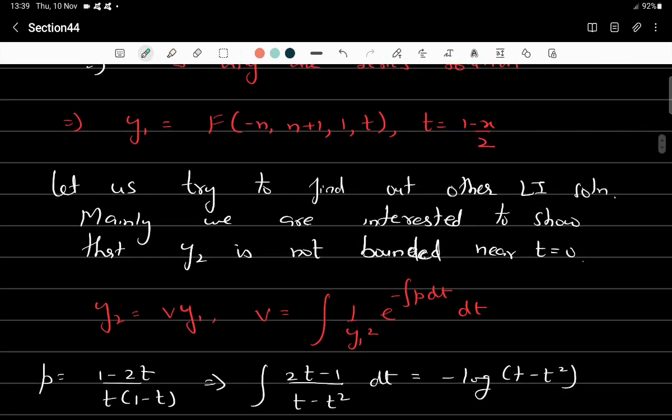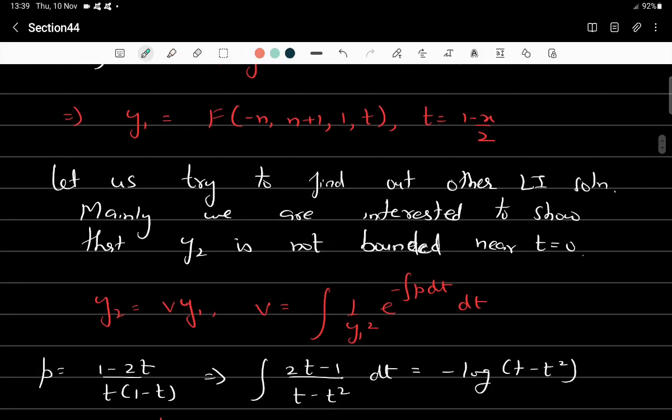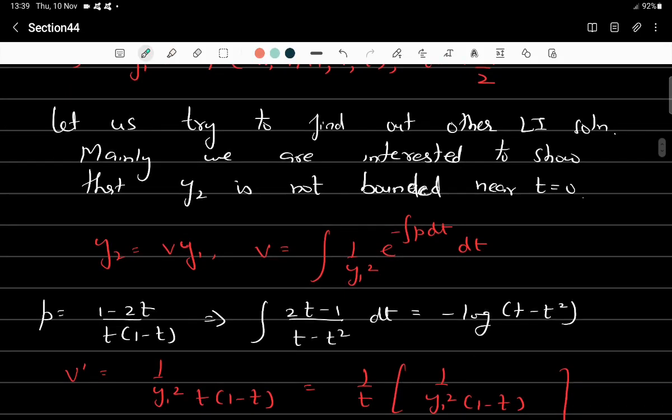And if you try to compute it, then you will get that -∫p dt is simply -log(t - t²), and e raised to the power -log(t - t²) is 1/(t - t²). It means your v' is 1/(y1²(t - t²)), which I wrote as 1/(y1² t(1 - t)). So till here, very easy computations. Now, we cannot compute v because y1 is an infinite polynomial in t. The only thing we want to see from here is whether the other solution, y2, is bounded about t = 0. It is not bounded. This is the only requirement we want to see.